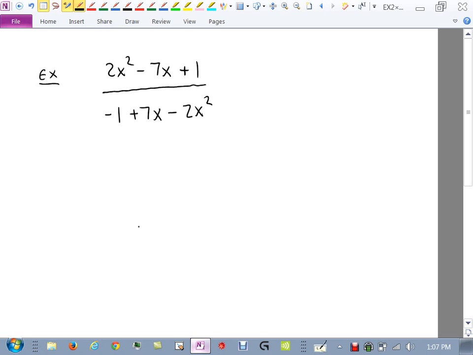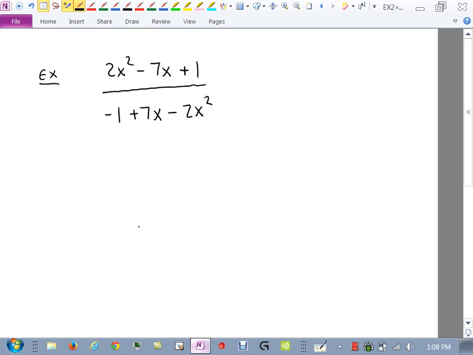Okay. If you take a negative 1 out of the bottom, then they all change signs, don't they? And it becomes a positive 1. On the bottom, it becomes a negative 7x. It becomes a positive 2x squared on the bottom, right? And doesn't that match exactly what's on top?